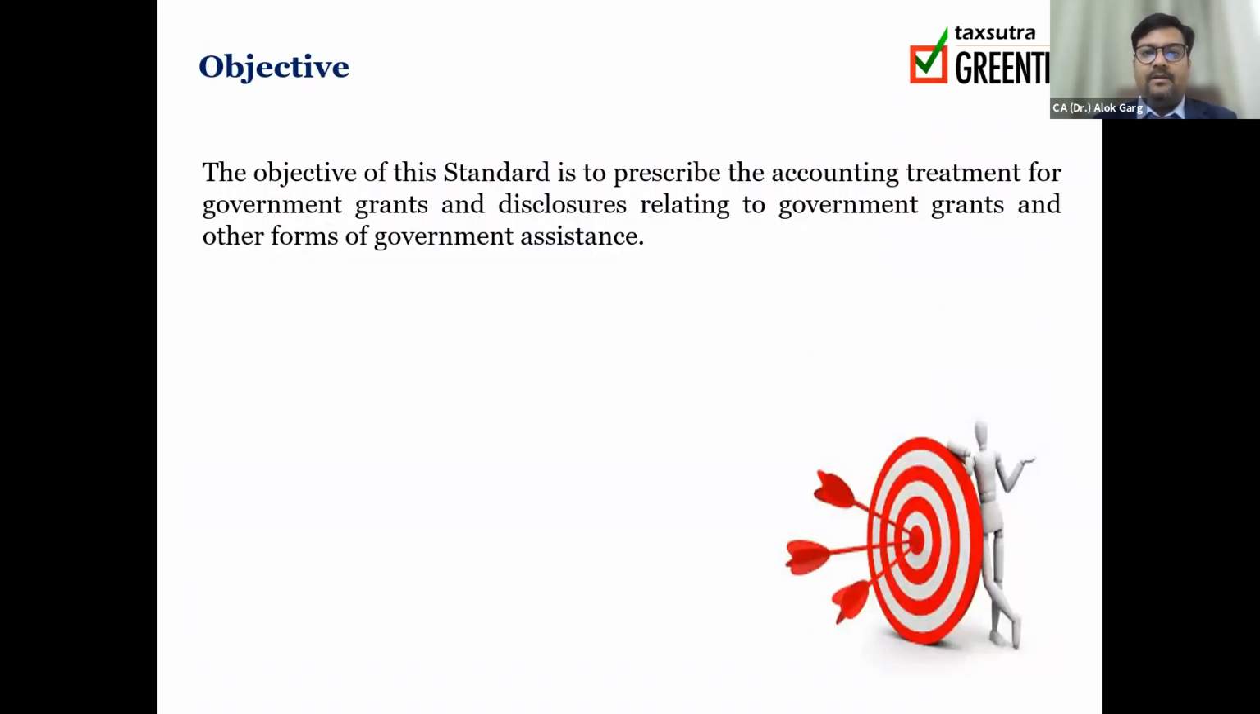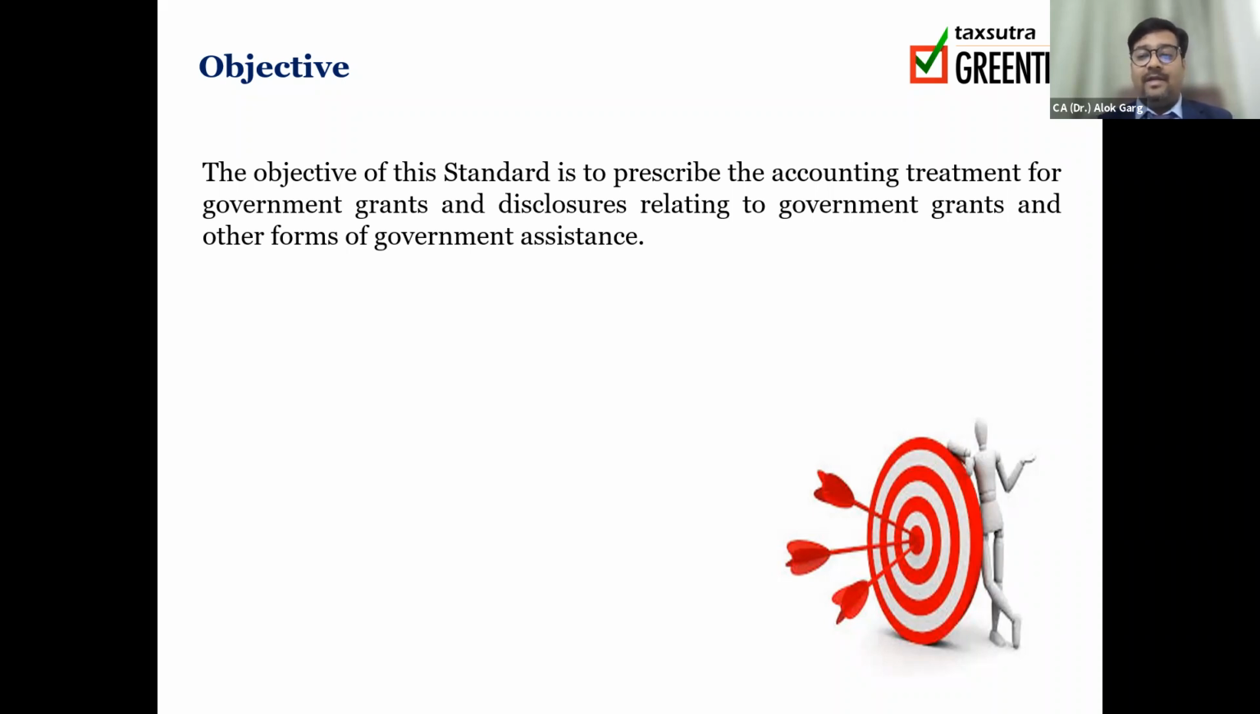Coming to the objective part. What is the objective of this standard? As the name suggests, accounting for government grants and disclosure of government assistance. So when I say accounting for government grants, this standard talks about the entire accounting, which includes disclosure of government grants.